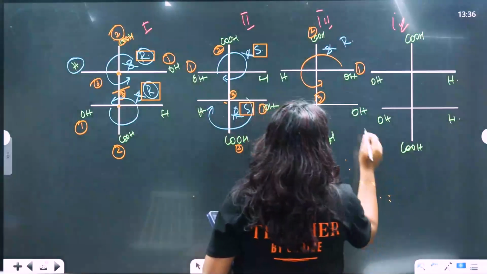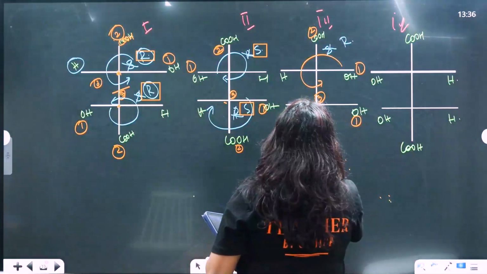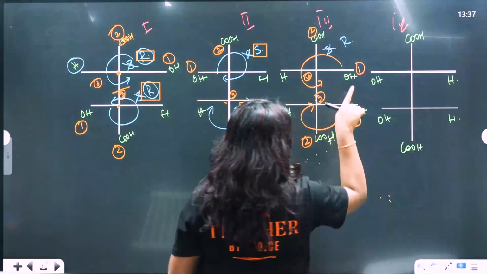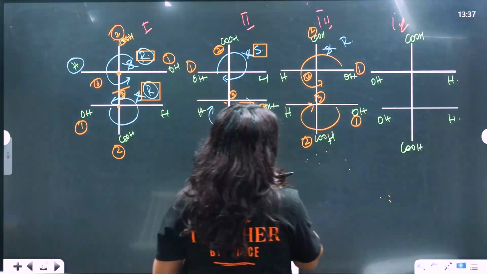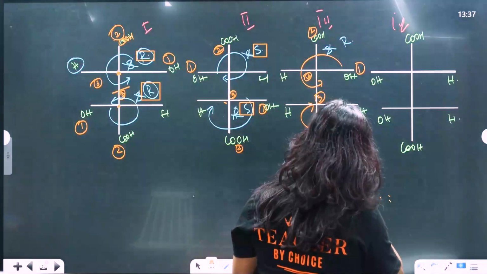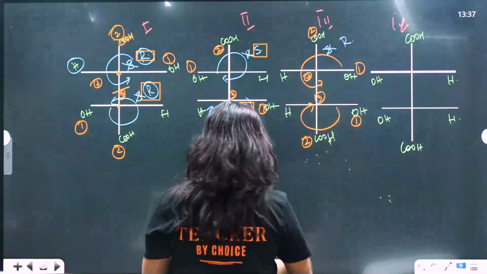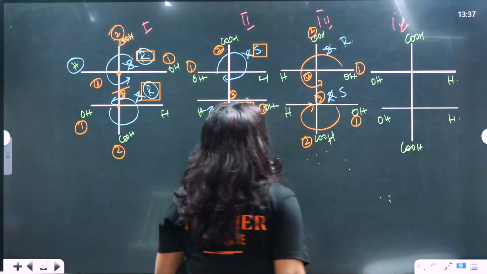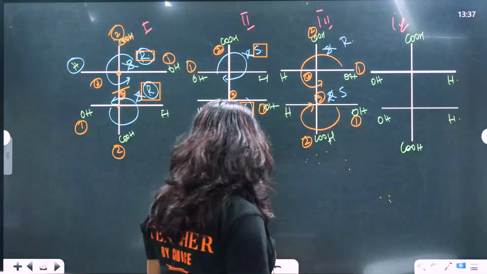Next one is 1. This will be a 2. This will be a 3, which means it goes like this. When it goes like this, we are considering it as R, right? Clockwise, but since hydrogen is in the horizontal position, it is S. So that will be R and S.